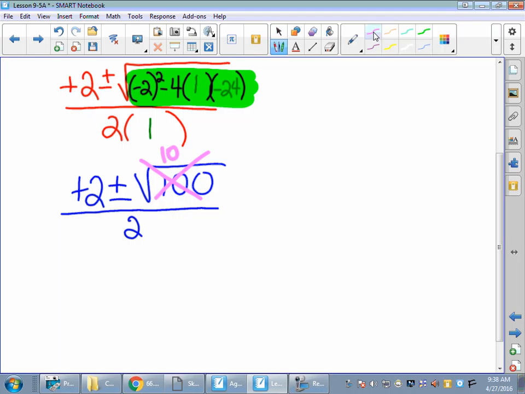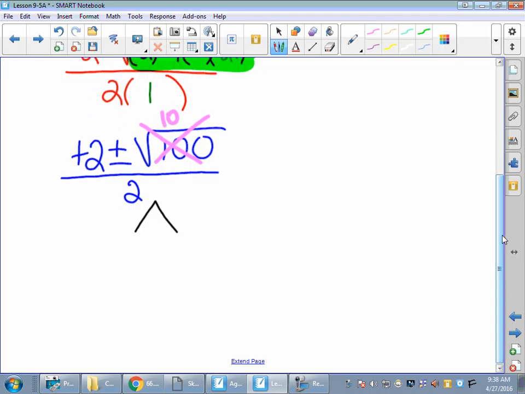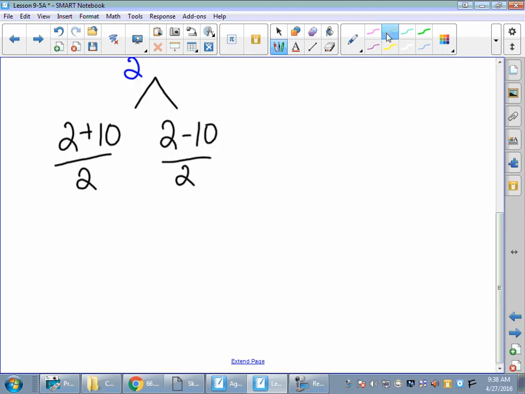So now I've got two problems that I'm going to do. I'm going to break this up into 2 plus 10 over 2 and 2 minus 10 over 2, just like with our completing the square when we had a positive and negative answer. When you're using your calculator, it's going to follow the order of operations. So do the numerator, hit an equal sign, and then divide by 2. So 2 plus 10 is 12, divided by 2, x is 6. 2 minus 10 is -8, divide that by 2, and x is -4.